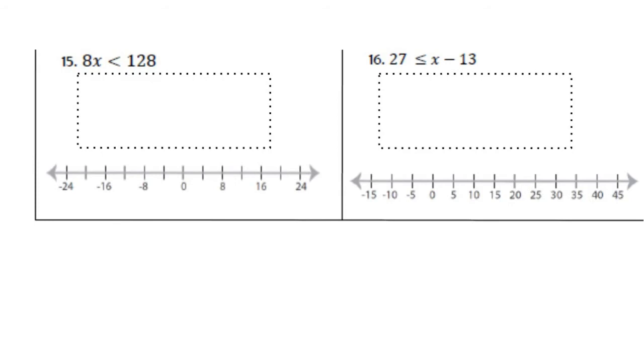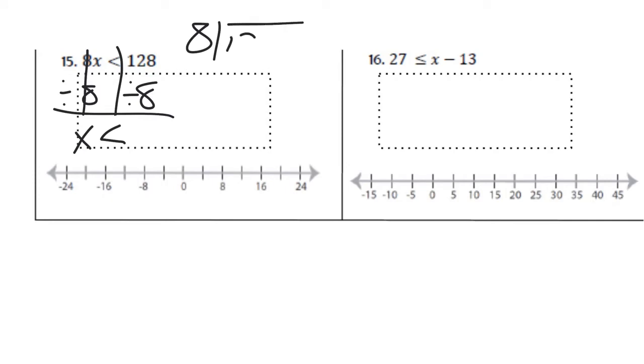Okay, for 15, we're going to draw our line. 8x means 8 times x, so we're going to divide by 8. Divide by 8. I don't mean to draw my line that long. I don't know why I do that every time. Let me do it there. Okay. 8 divided by 8 will cancel. You'll be left with x. Bring your symbol down. 128 divided by 8.